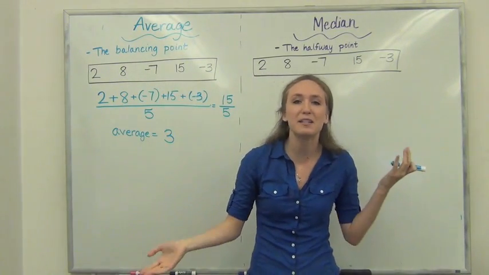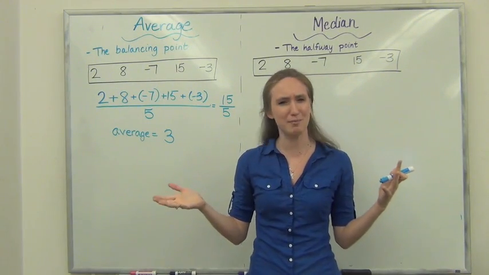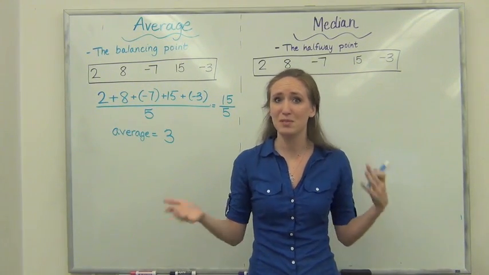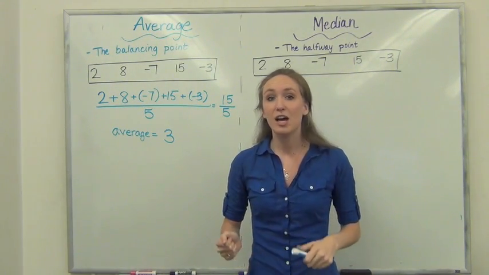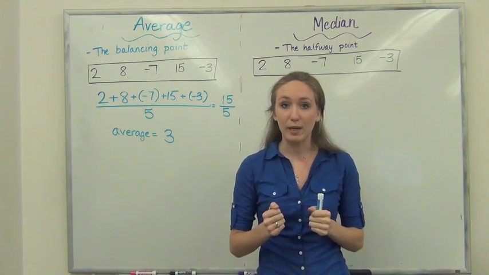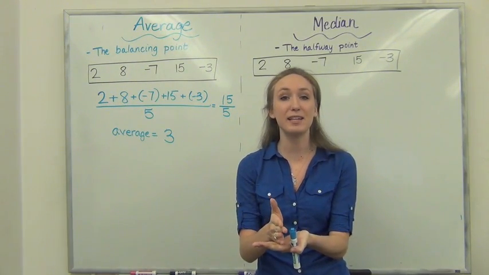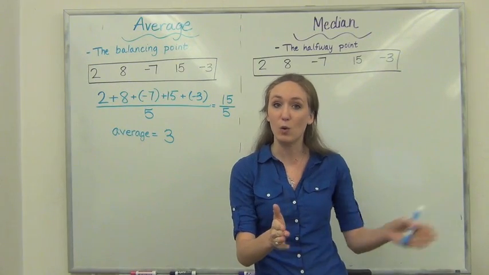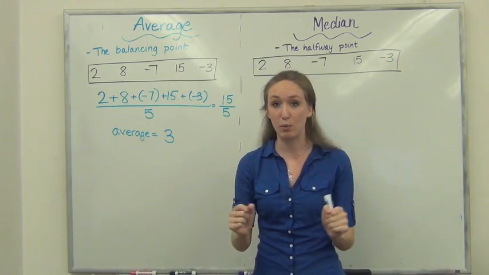Now, if you weren't convinced that the average and the median are always the same, because what's really the difference between the balancing point and the halfway point? Can't they really be the same? Aren't they trying to measure the same thing? Yes and no. Sometimes they're the same and sometimes they're different. It depends on the list of numbers. The halfway point is the point at which half of the numbers are greater than that median and half of the numbers are below that median. So it's the 50% mark, the halfway point.